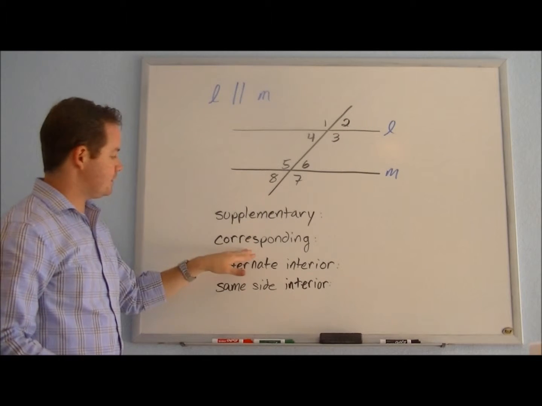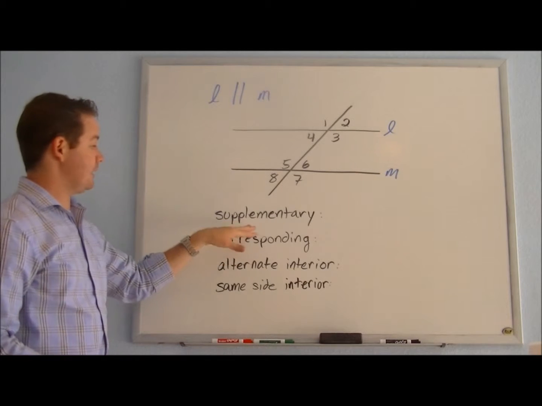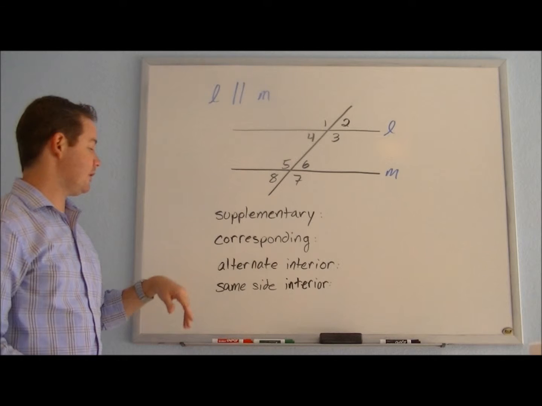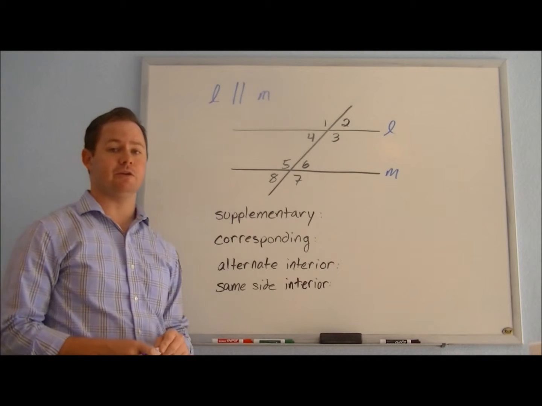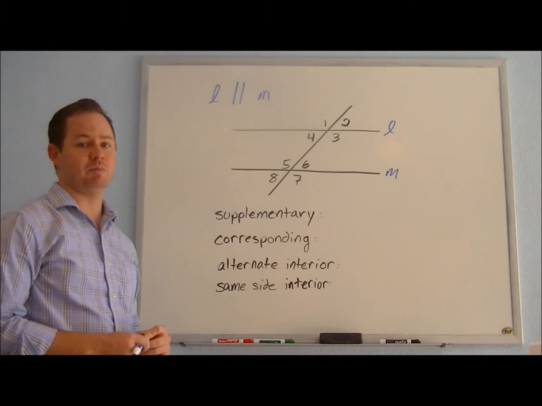So to define these different terms, we're going to take a look at pairs of angles that make up angles that are supplementary, corresponding, alternate interior angles, or same side interior angles. And we'll talk about some of the values associated with these different angle pairs.